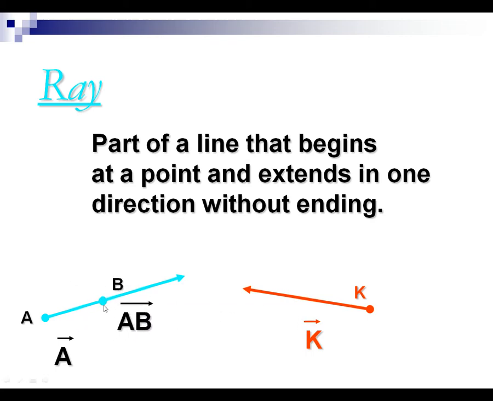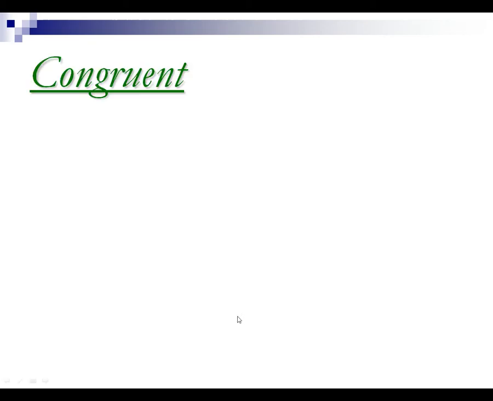You could also, if there are 2 points, put ray AB and use both points. Either way is correct. You will have some questions that might say, okay, you have ray AB, and give you this picture and say, show me 2 ways that you could label it. And you'd have to be able to write it both ways. So this could also be ray JK.